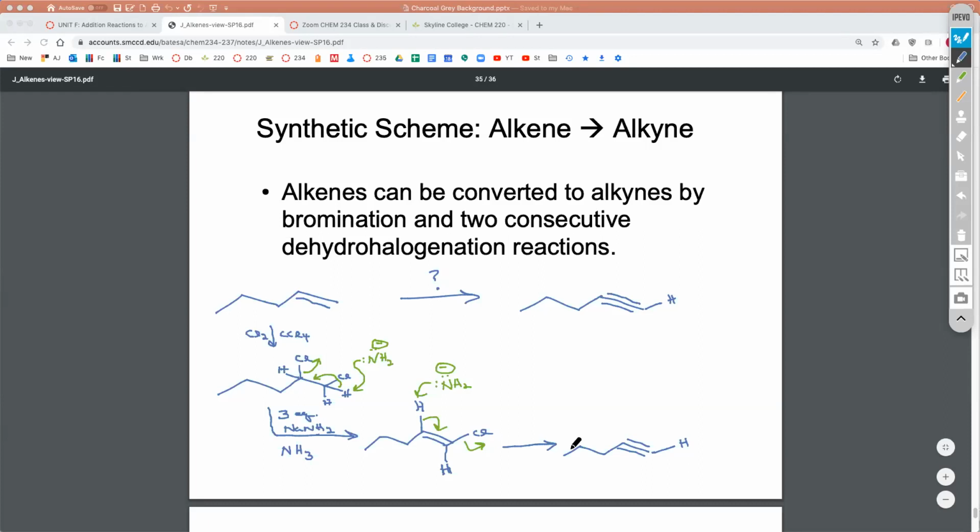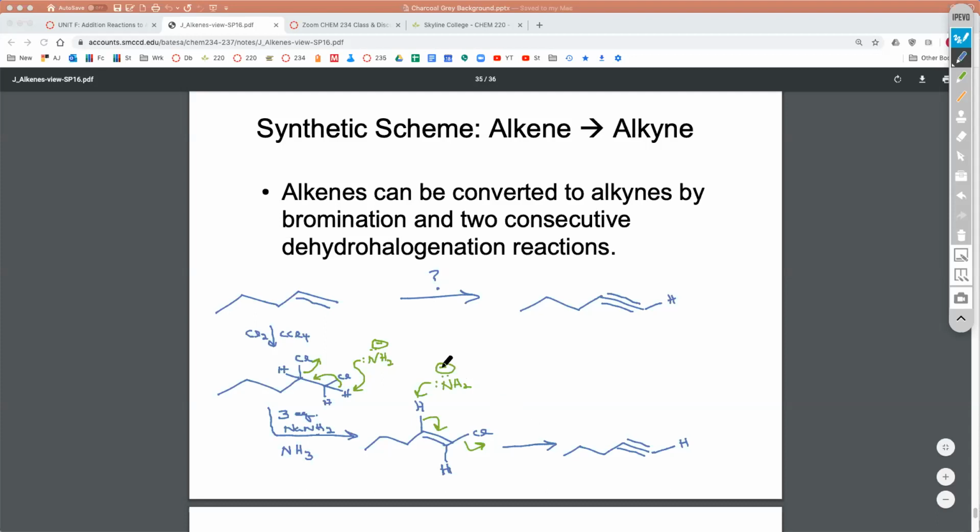However, it cannot stop here, okay? If it could stop here, then we just put in two equivalents. But remember, while we show in reactions often things in terms of moles, when we think in terms of the mechanism, we're thinking more in terms of one molecule at a time. So as soon as this is converted to the triple bond, this proton is going to be removed, okay?